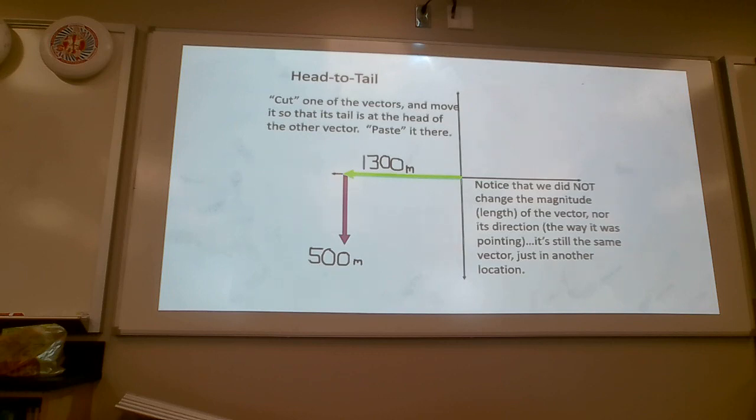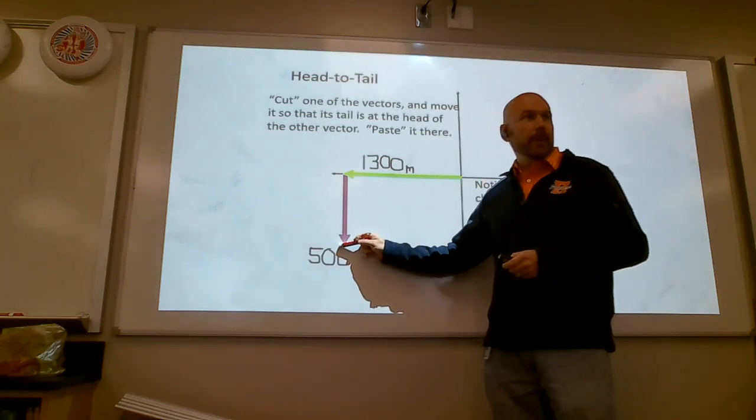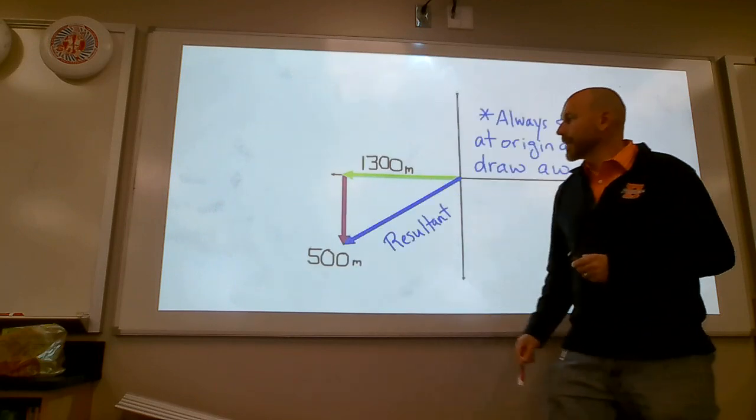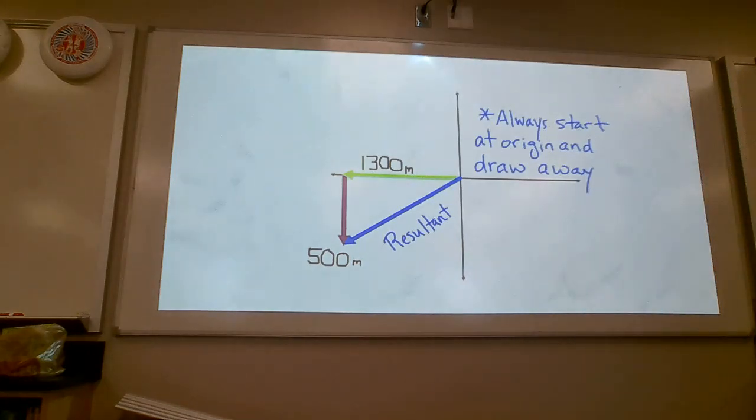And then to find the resultant, I'm going to start at the origin and draw to the final head. That would be my resultant displacement. Okay, the displacement is how far and in which direction you were from where you started. So that's a pictorial representation of that. How could I figure out a number, a measurement for that? Pythagorean theorem. Everybody seeing that?